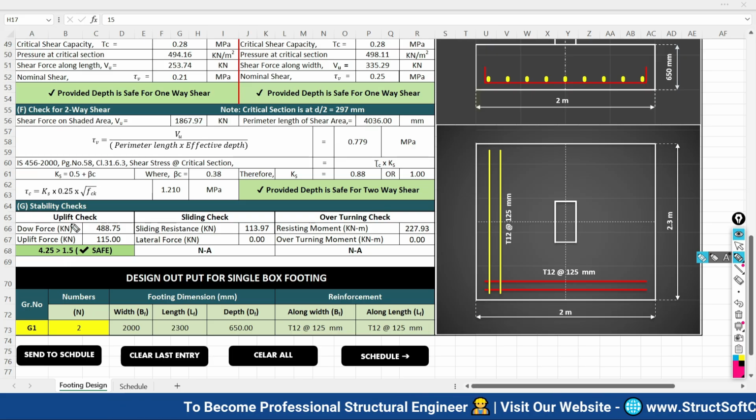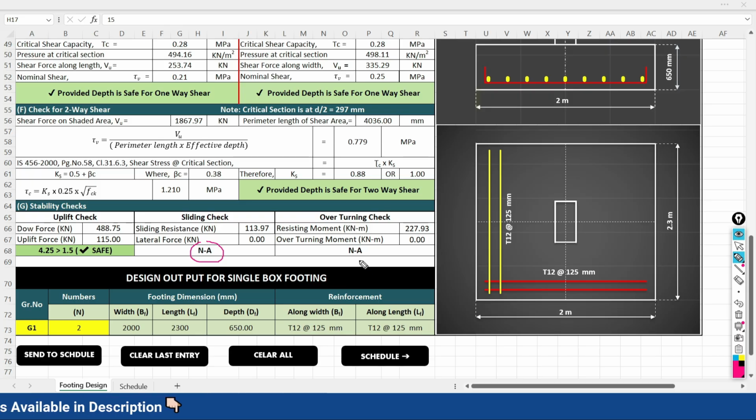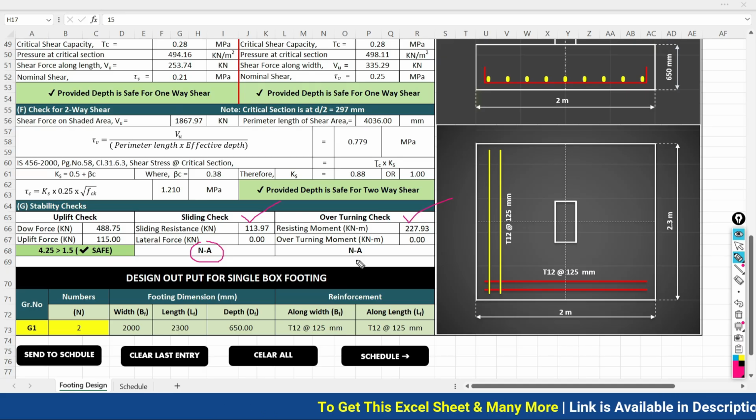So here the uplift check is safe again, but for the sliding check there is no need to perform it because the lateral load is not there. So there will be no chances of shifting of your foundation, and when there is no lateral load, again there will be no chances of overturning. So that's why we don't need to perform the sliding check or the overturning check. In both cases it is safe and not needed when your column is resting at the center of your footing.